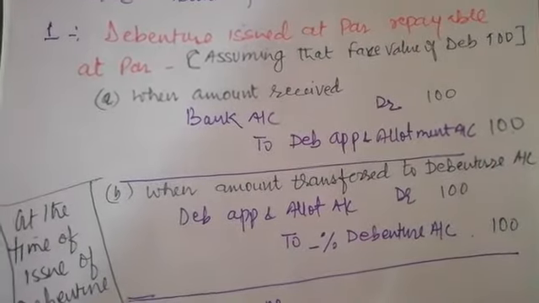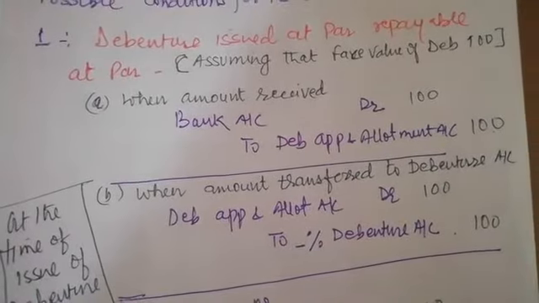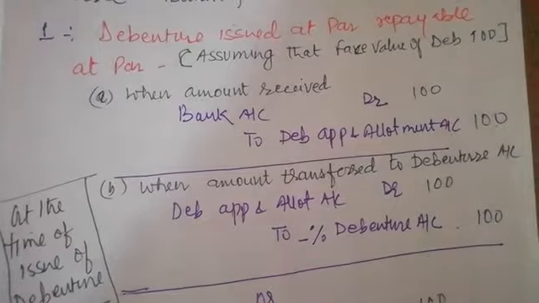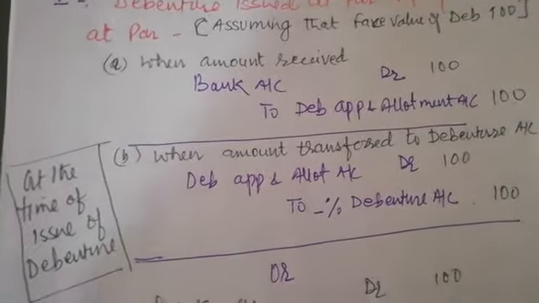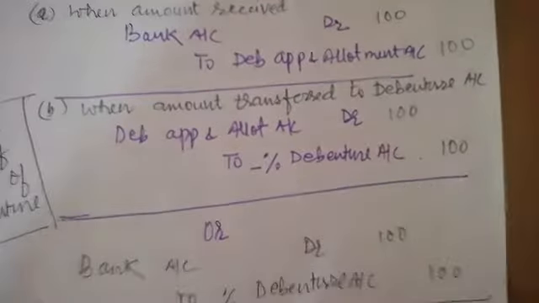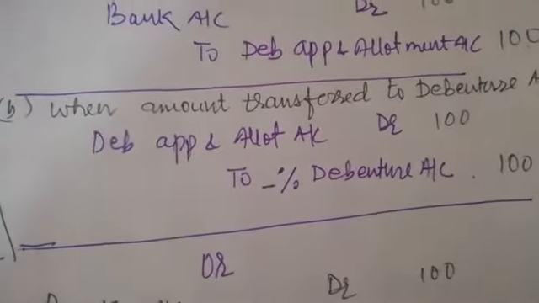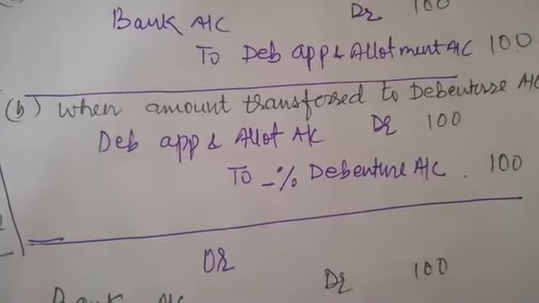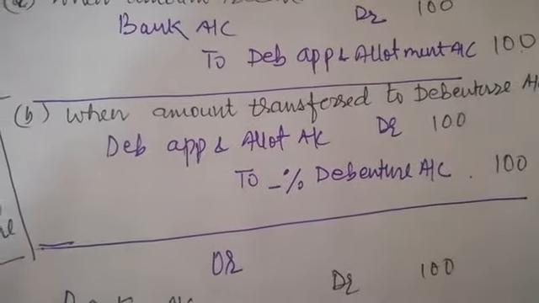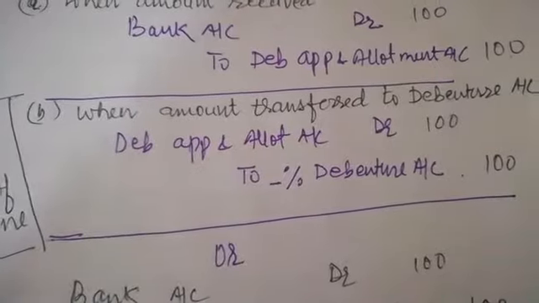So the first general entry is when the amount is received. This is Bank Account debit to Debenture Application and Allotment of 100. And the second entry, when the amount is transferred to the debenture account, is Debenture Allotment Account debit to percent Debenture. Percent debenture is a prefix rate on debentures for interest.